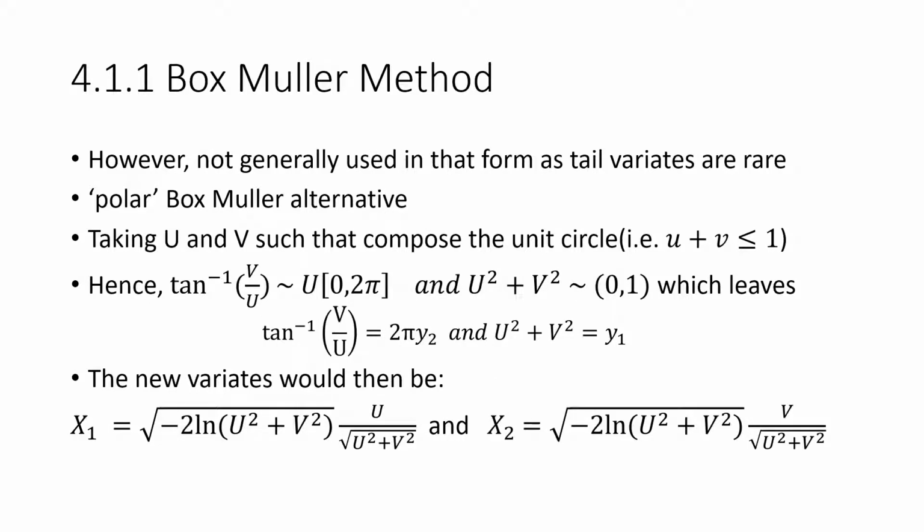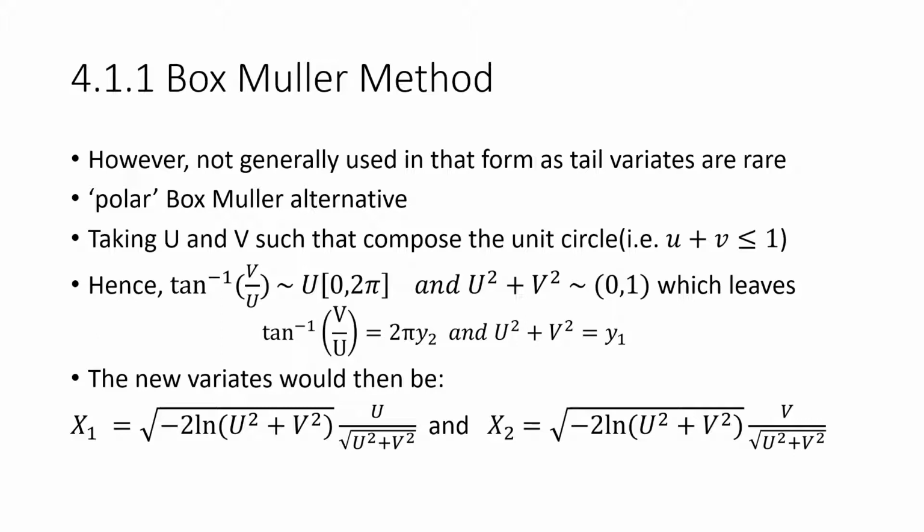However, the reason we don't always use this is because sometimes it's hard to generate the tails of the distribution. So there is another alternative to the Box-Muller method, where we take two variables, u and v, that compose the unit circle.